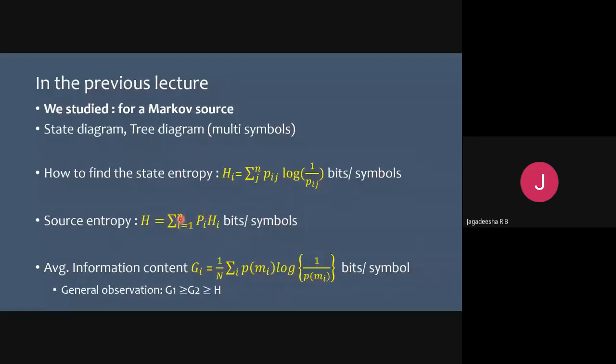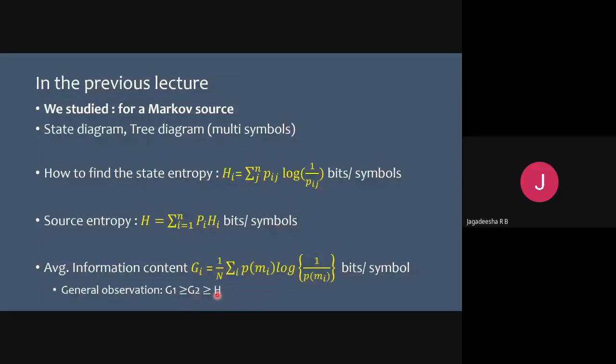Then we also determined the average information content, that is Gn. That is nothing but 1 by n times the summation of the probability of the message times log of 1 by the probability of the message. So here, n is what? n is the length of the symbol sequence, right? And we ended our discussion with this general understanding, that G1 is greater than or equal to G2 is greater than or equal to H. So this is a very key takeaway from the previous lecture.